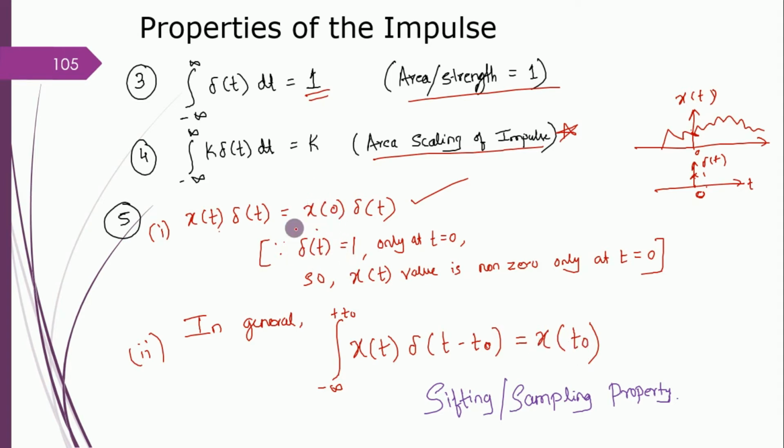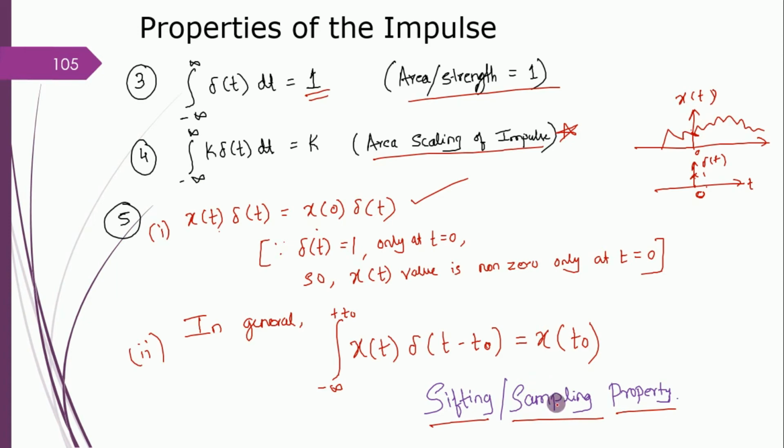For example, if I take its integration, x of 0 is a constant, take it outside. Integration of delta t is its area under the curve. Its area is equal to 1. 1 into x of 0 is x of 0 itself. So in place of t naught, I am having 0. In place of 0, if I write any other value, let us consider t naught, it will be x of t naught. So this general formula is called the shifting property or sampling property. Please focus here on the spelling S-H-I-F-T-I-N-G, shifting property or sampling property.